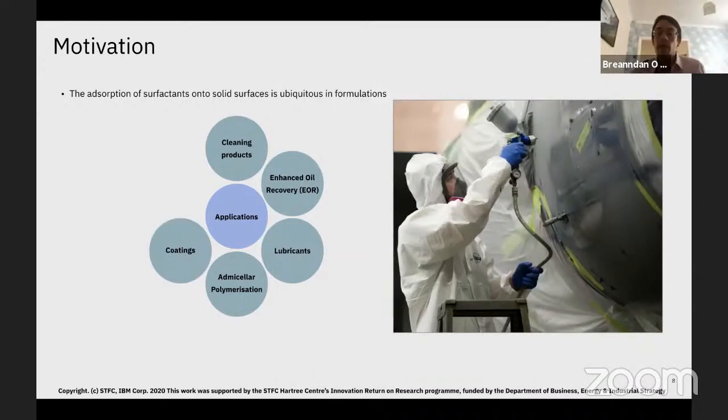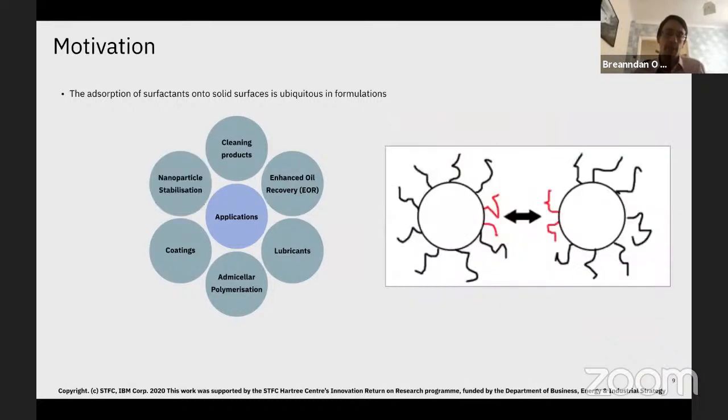And similarly for coatings, we have surfactants that become absorbed onto metallic surfaces in order to inhibit corrosion and fouling. And finally, in the application case of nanoparticle stabilization, we see surfactants which absorb onto the surface of colloidal particles.